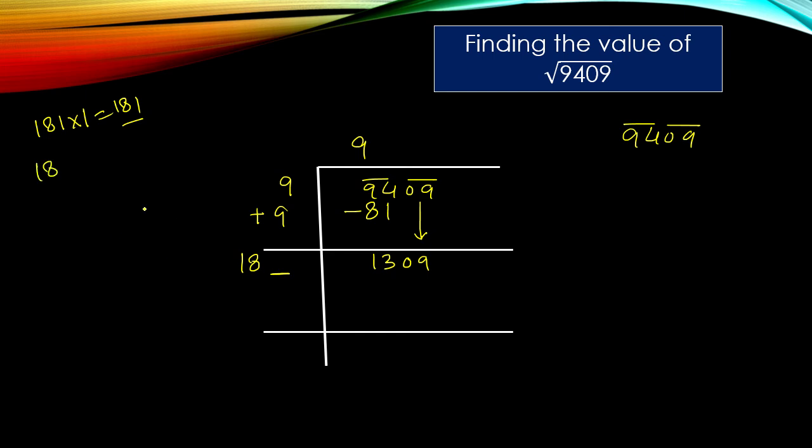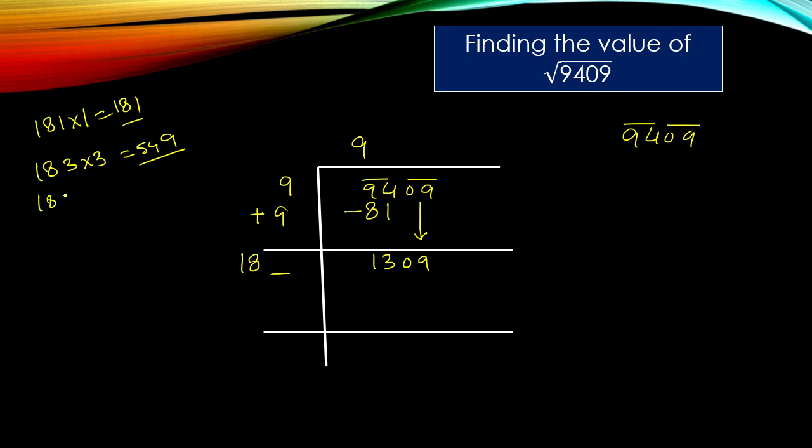If we put 3 here, the number becomes 183. We multiply the number by the same digit: 3 threes are 9, and then 54, so this is 549. 549 is again very small compared to 1309. So we are not going to put 3 here. Now we try another digit, 187. We are putting 7 here.